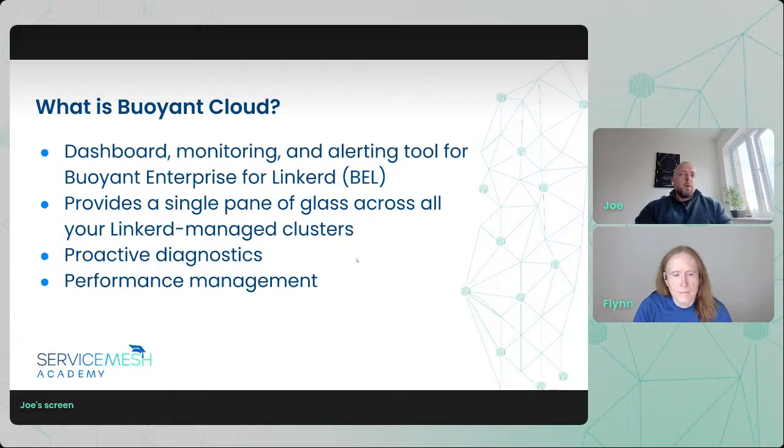So I think I've probably been through much of what's on this slide already, so I'll try and keep everyone awake by moving on quickly. But yeah, what is Buoyant Cloud? It's a dashboard and monitoring and alerting tool for Buoyant Enterprise for Linkerd. It provides a single pane of glass across all the Linkerd managed clusters. It contains proactive diagnostics and performance management, amongst many other things.